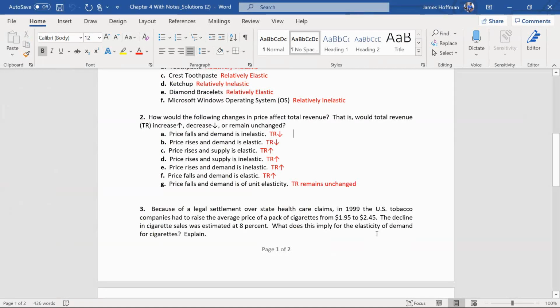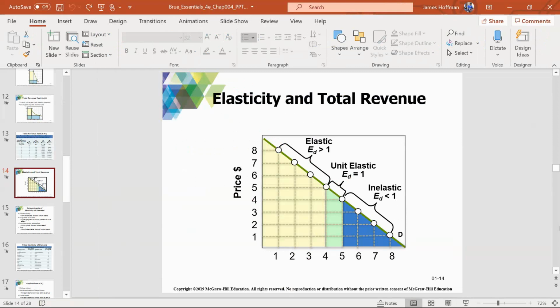What if price rises and demand is elastic? So again, look at the picture. We're in the elastic region. If the firm increases the price, that's the wrong move. That's going to lower revenue. So if we're in that region and we increase the price, total revenue decreases.